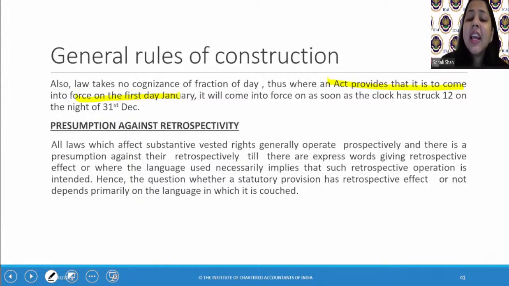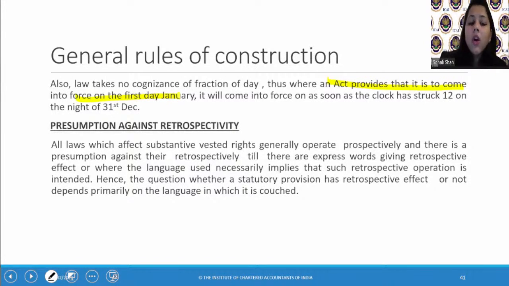However, there can be express words to have a retrospective effect also. That means if an act comes into force today, it will apply to everything that happens in future from today or thereafter. But there can be a situation where there is a provision for retrospective application, that means the application of an act to something that has already happened in the past.